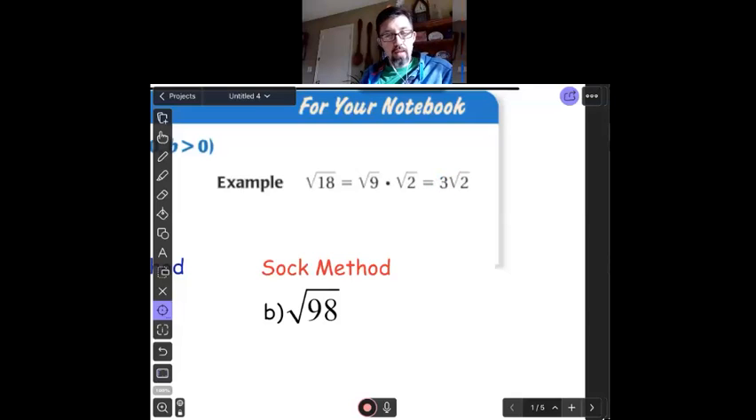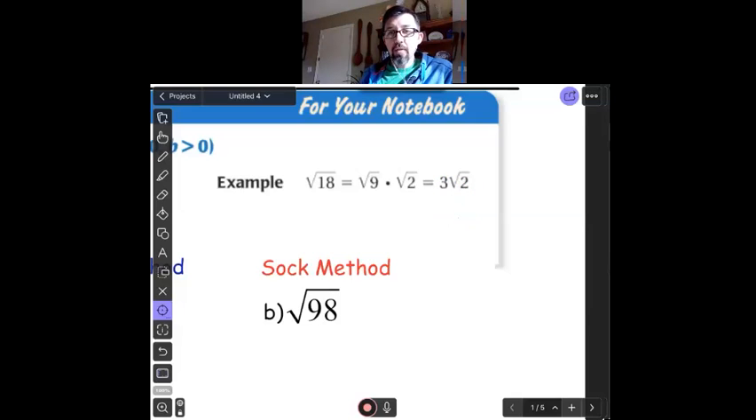Okay? So ever hear the way I say that? 3 times the square root of 2, or 3 square roots of 2 is generally how I say it. Or you could say 3 radical 2. Okay? Different ways you could say that. 3 square roots of 2, 3 times the square root of 2, 3 radical 2. Okay? How we could say that out loud.